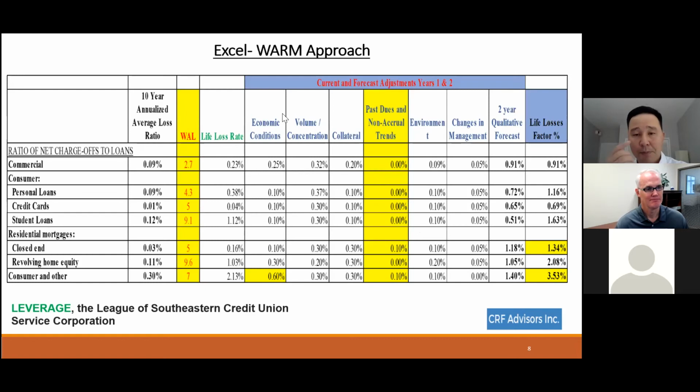So I'm going to jump into the WARM approach. This has been probably the most popular approach with a lot of our credit unions that are 200 million and under. A lot of our current client base that's around 300 million and above have used a vintage analysis because they've been able to gather their historical loan information as well as the loss information. I would highly recommend that if you're a fairly sizable credit union, you try to go the vintage route or some type of software calculation. That's just because it's a lot easier when you're gathering your quarterly information for your call reports.